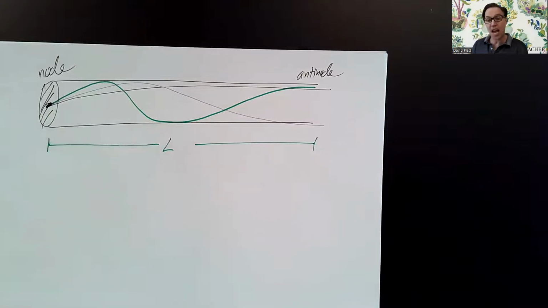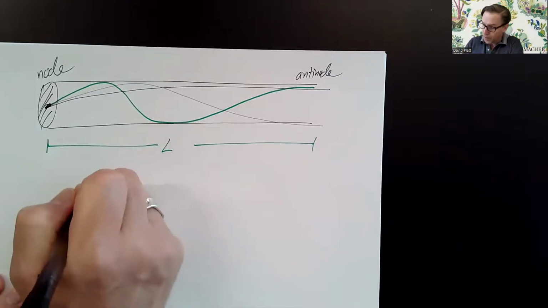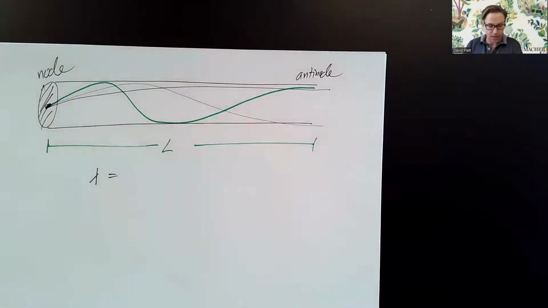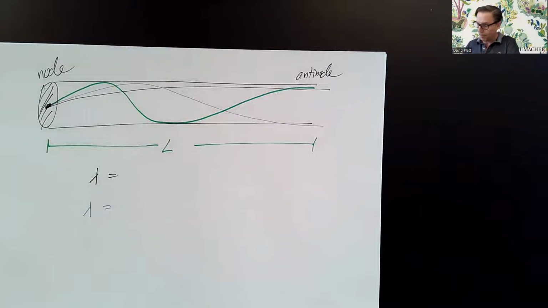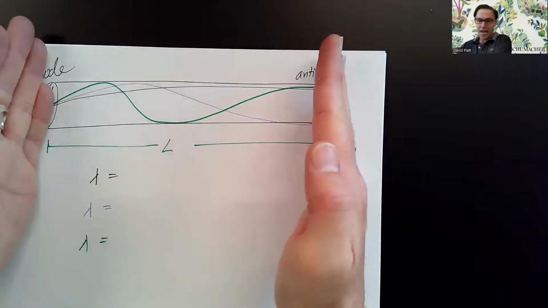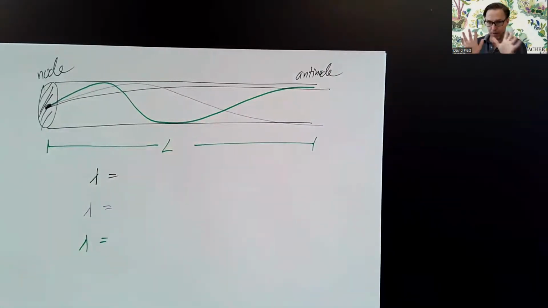Now, if you want a challenge, put this on pause for a minute and try to write the wavelengths for those three. The wavelength for the black wave, the wavelength for the purple wave, and the wavelength for the green wave. And see if you can do that, realizing that the length L has been divided equally. So feel free to put it on pause if you want. And if you did, then welcome back.